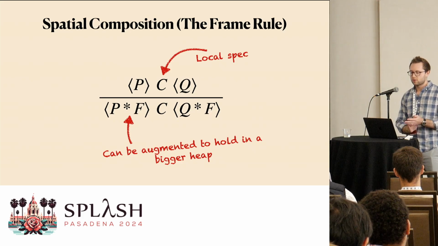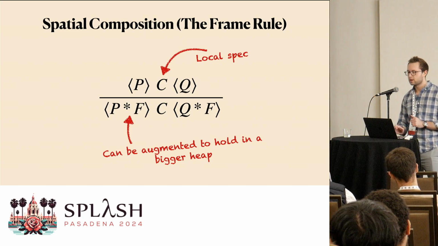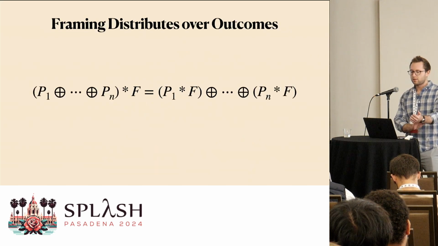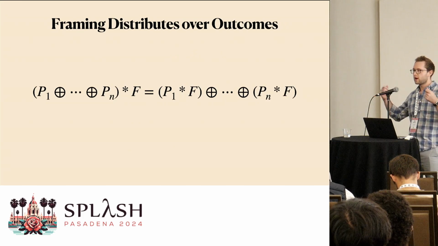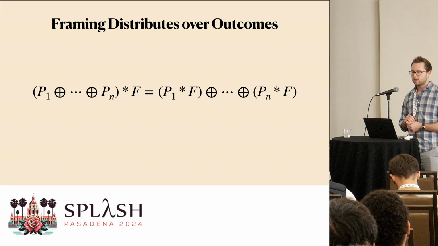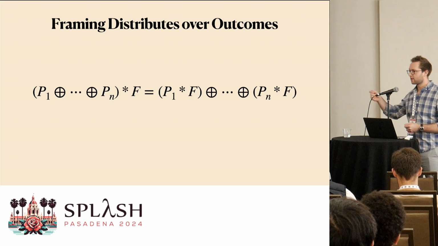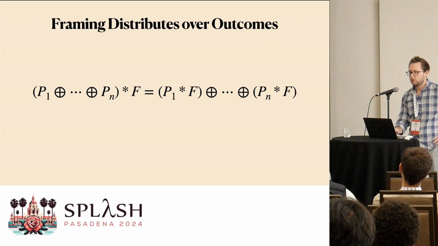So that's great. And so we've added to outcome logic the ability to use the frame rule and spatial compositionality. The way that works is that when you have a bunch of outcomes and you want to apply a separating conjunction to them, the separating conjunction just distributes inside of all of those outcomes. So you can just add the frame to each individual outcome.